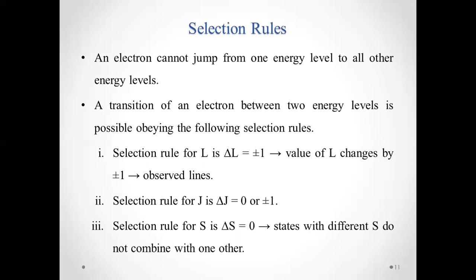The second condition is for J, and here delta J can be equal to 0 or plus or minus 1. The third selection rule is for S, which says that delta S must be equal to 0. That is, states with different S do not combine with one another.